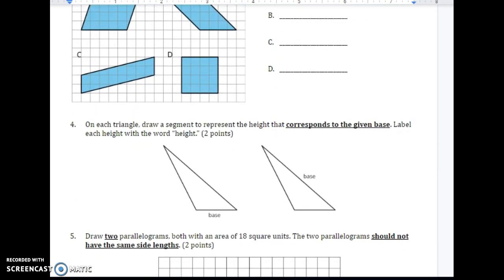Question 4. On each triangle, draw a segment to represent the height that corresponds to the given base. Label each height with the word height.